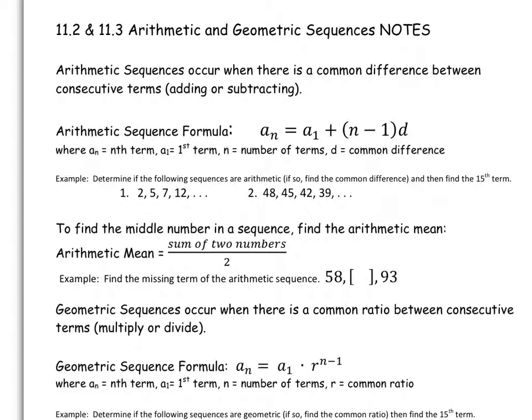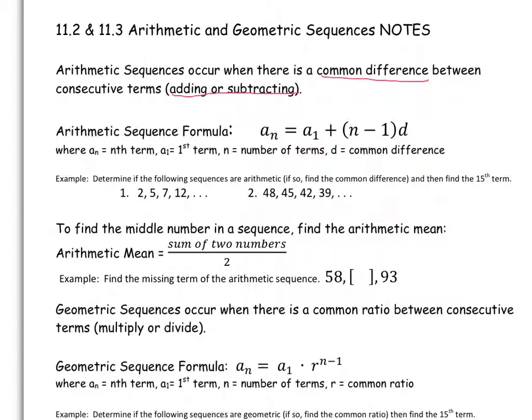Today's lesson is on arithmetic and geometric sequences. An arithmetic sequence is a sequence that I'm sure you've seen before, where you have a common difference between your numbers, and that difference is the same throughout the sequence itself. So you add or subtract a value to get to the next one.